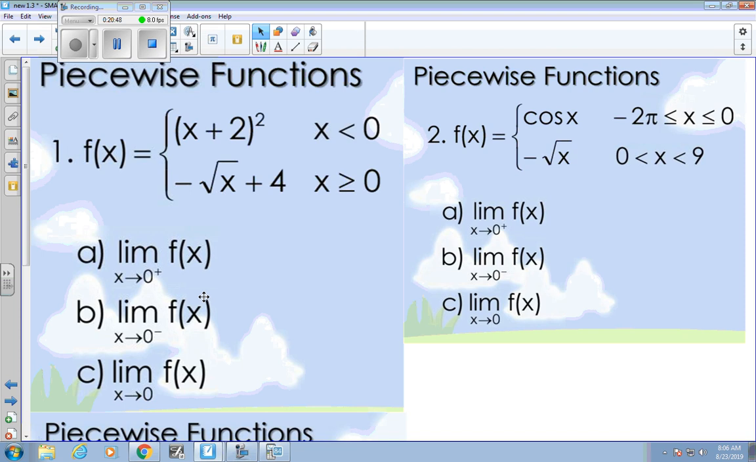Now, we can do this algebraically too. So 0 from the right, I'm only concerned with this function right here because this is right of 0. So if I plug 0 into this function, what do I get? 4. 0 from the left, I'm only concerned with this function right here because that's for all values x less than 0. If I plug 0 in, what do we get? Still 4. The fact the limit from the left matches the limit from the right tells me the limit itself is equal to 4. Same answer.